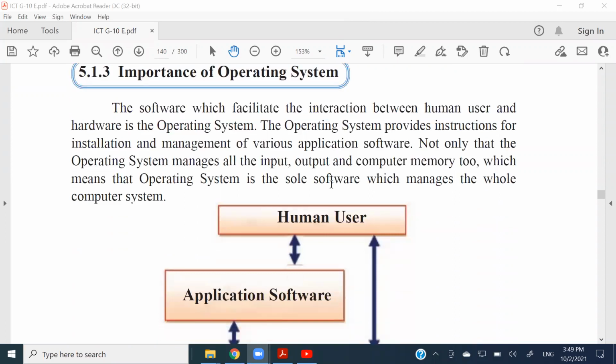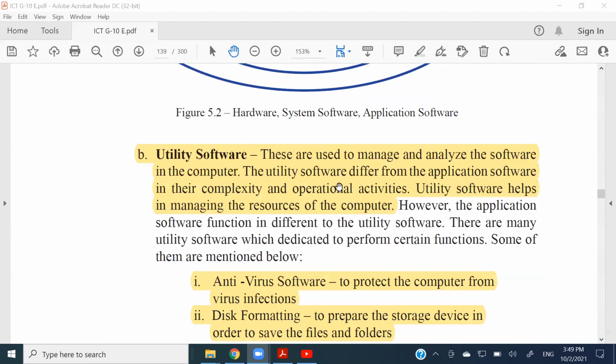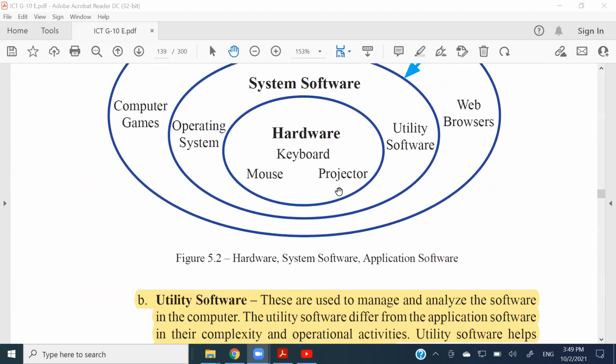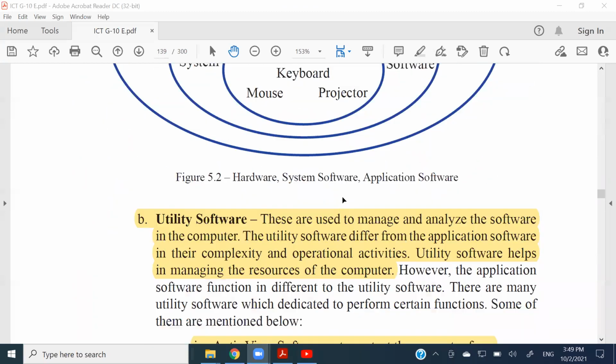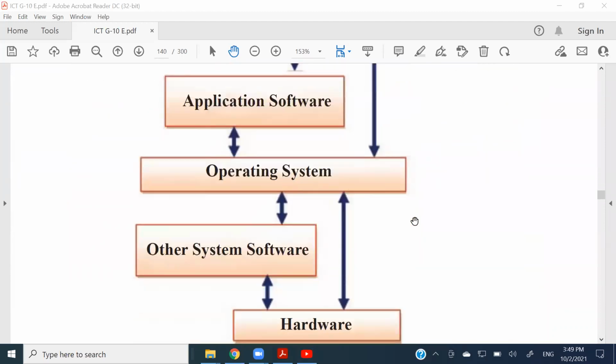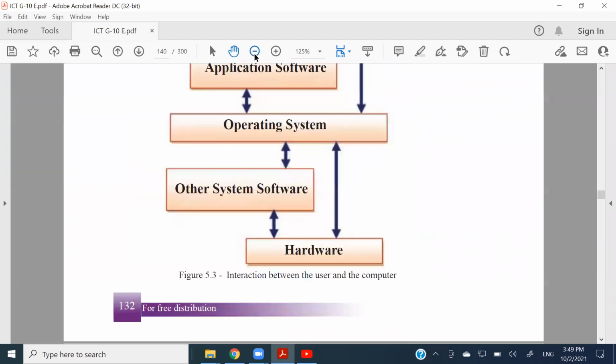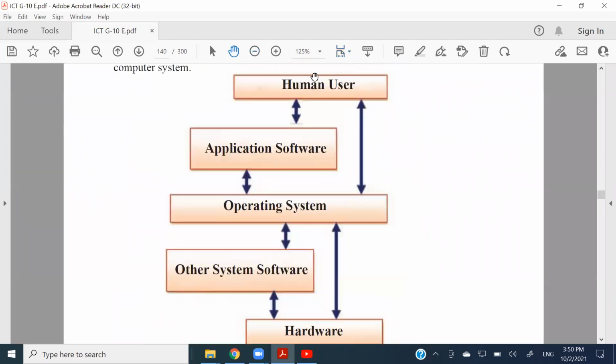Right now, it is talking about the importance of the operating system. I have explained some of this already, but anyway, I'm going to say it again, and this particular diagram shows the facts in a much clearer manner, right? So this has everything in one picture. Human users are there at the top.